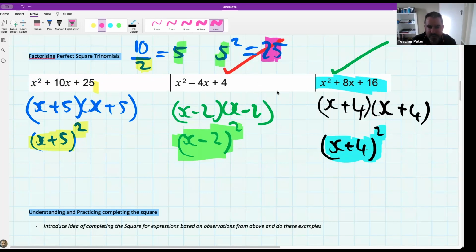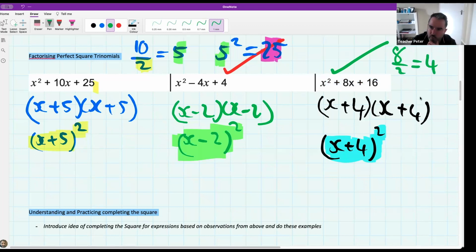Give me a thumbs up if you've seen something in class about the relationship between, say, this 8 over here and this 16 over here. In this one, you'd say, look, the middle term divided by 2 gives you 4. And if you square 4, you get 16, which is this term here. Now, we're going to explore how we can use that in a moment, but I just wanted to point it out to you before we get started.